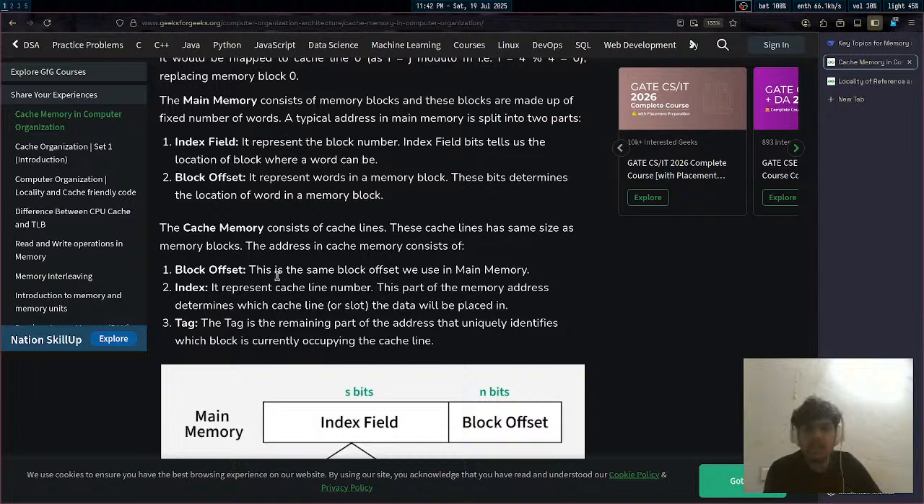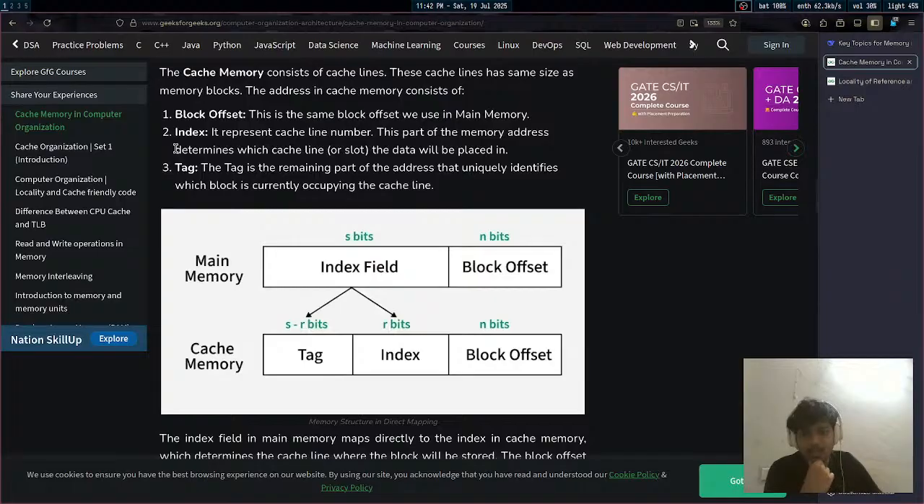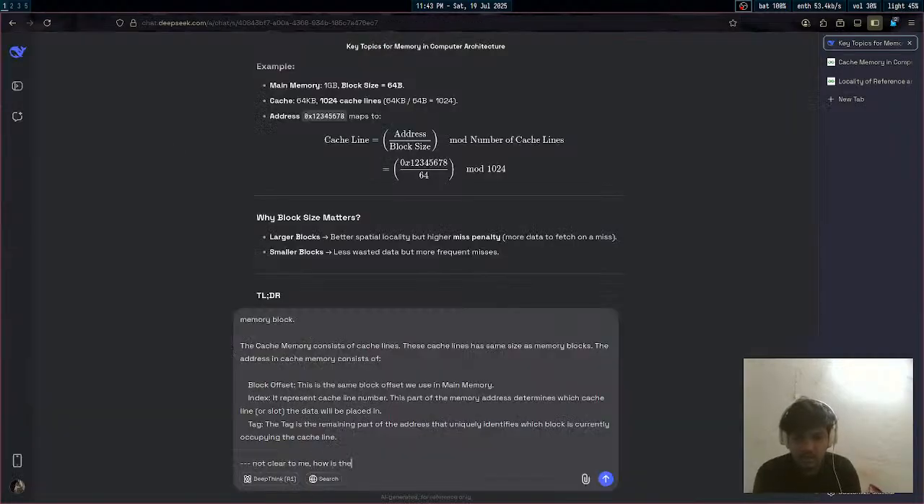It represents, again, this is clear. I think this is exactly what I think it is, right? Cache. Not clear to me. How is the stuff written for cache memory any different from what was there in main memory?